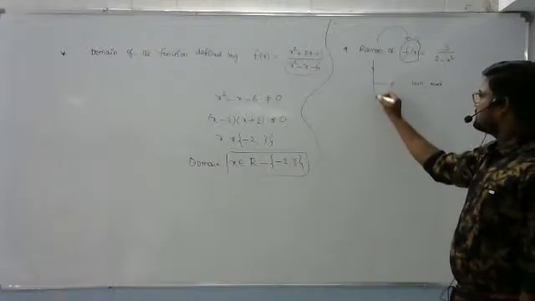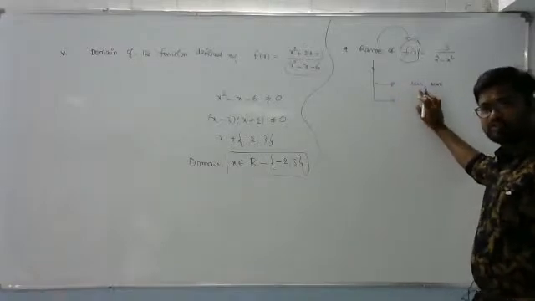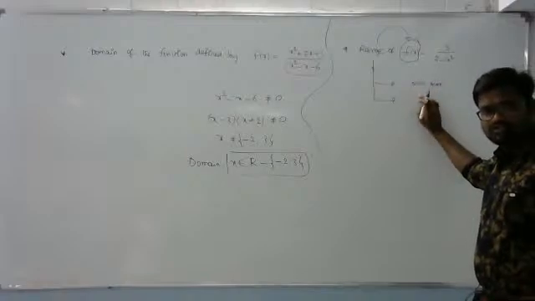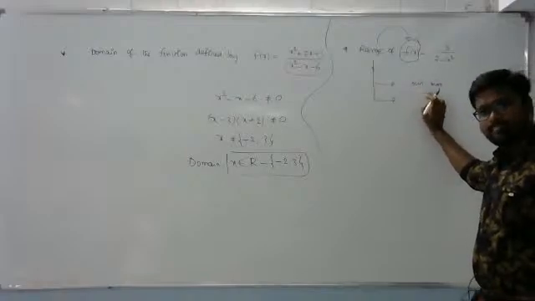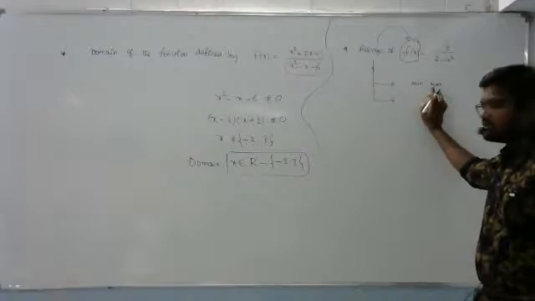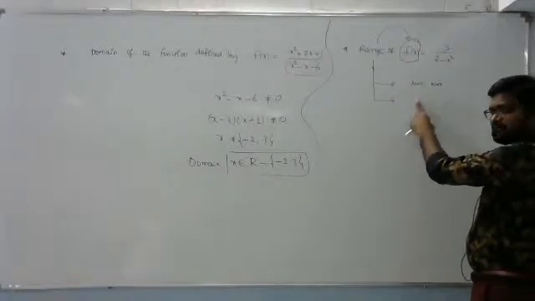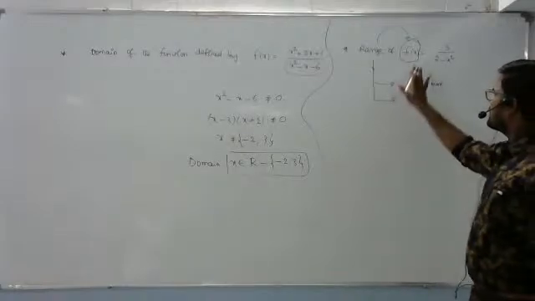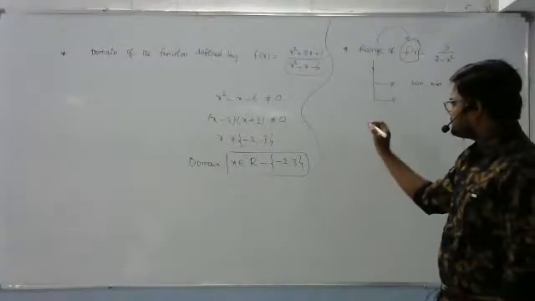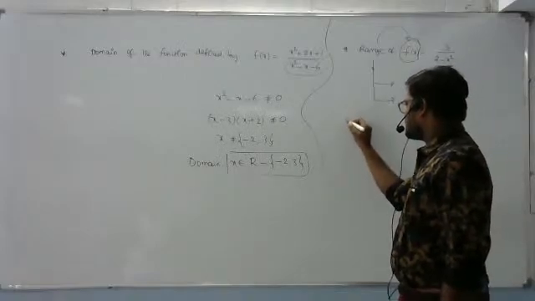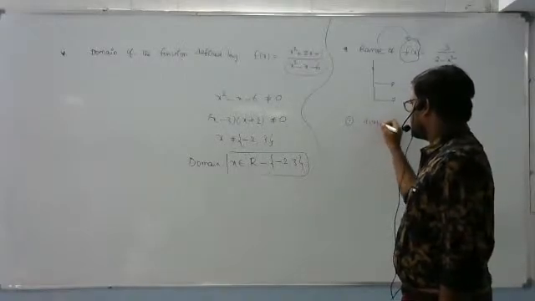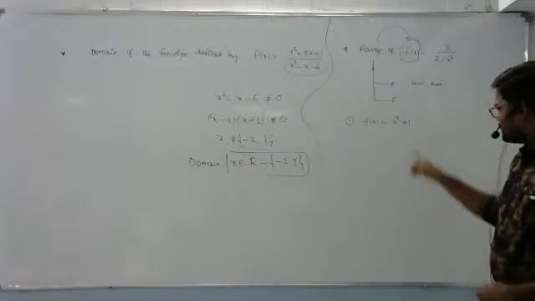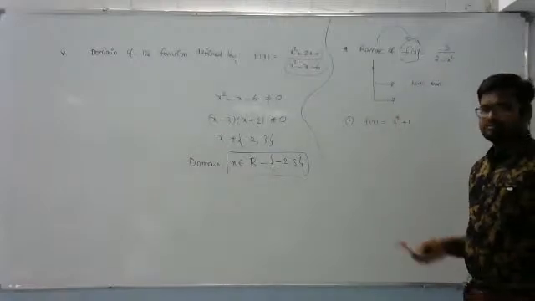But there is one more thing. All functions do not have both minimum value and maximum value. Clear? Some functions will have only minimum value. Some functions will have only maximum value. Okay, before solving this question, I'll tell you. Let me take one simple example here. f of x equal to x square plus 1. I want to find out the range of this function.